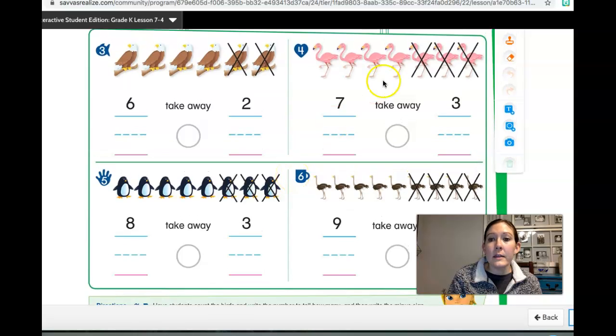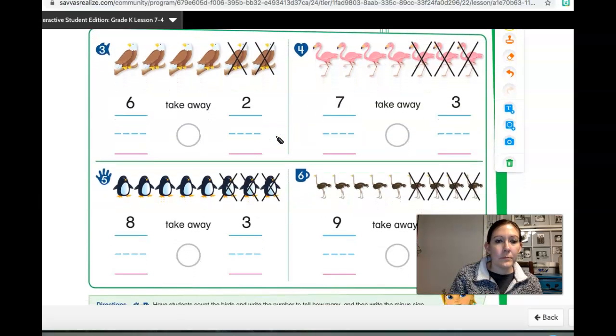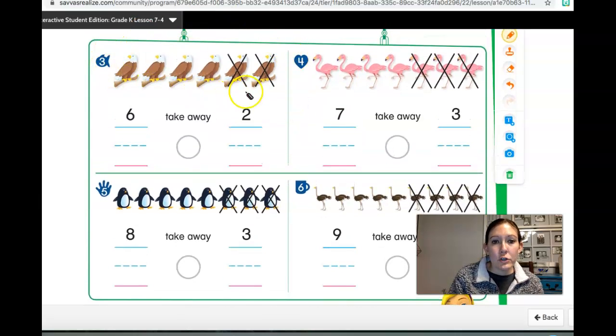All right, I'm looking at number 3, fish. This picture shows 6 eagles. 1, 2, 3, 4, 5, 6. It also shows that some of the eagles are being taken away. Since this is a takeaway story, we use the minus sign. How many eagles are being taken away?